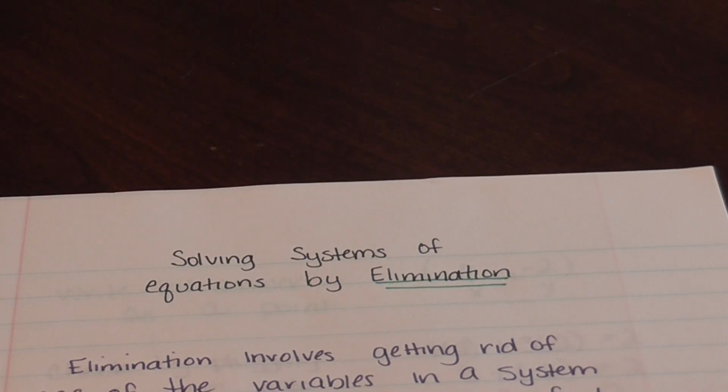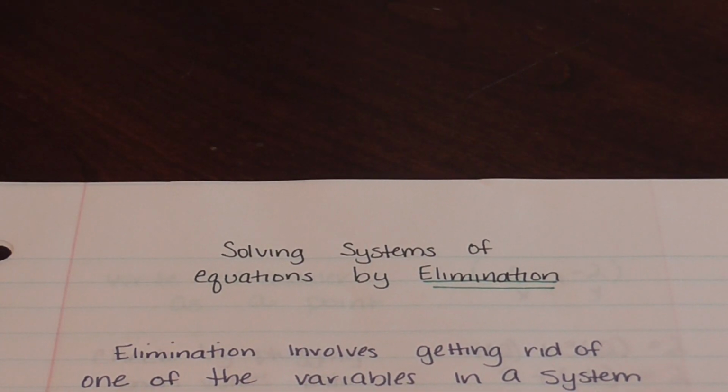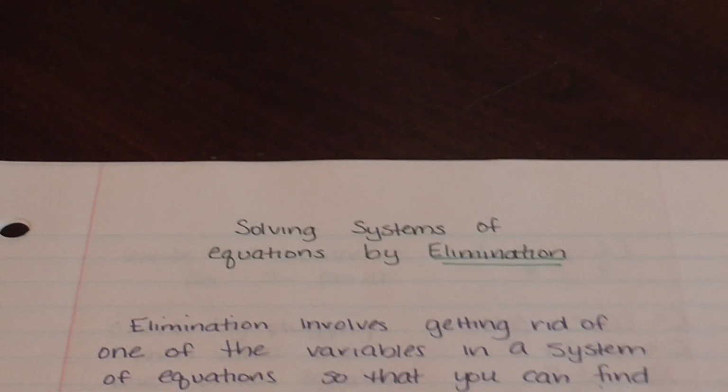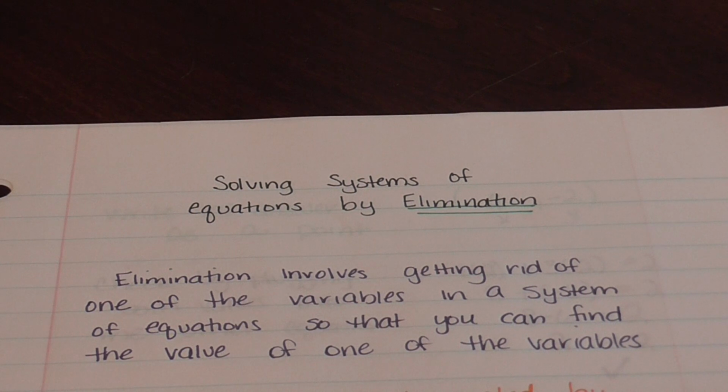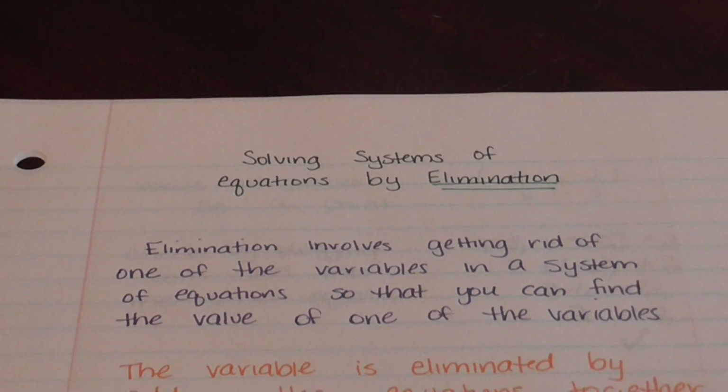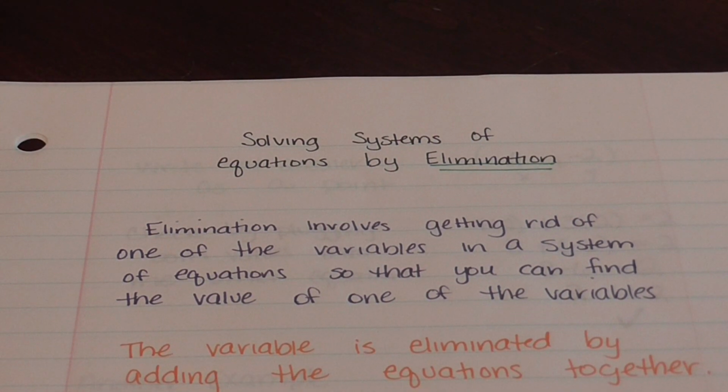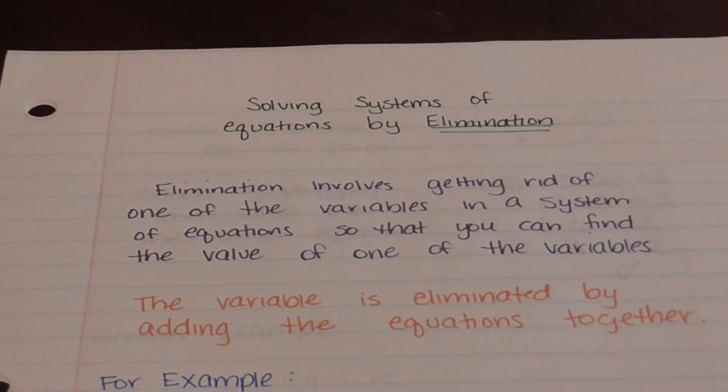Another way that we're going to solve systems of equations is by elimination. Okay? Elimination involves getting rid of one of the variables in a system of equations so that you can find the value of that variable. The variable is eliminated by adding the equations together. Okay, that sounds complicated, but it's really not that bad.